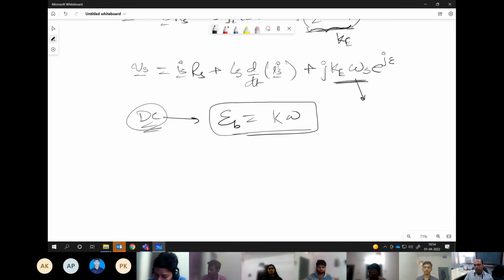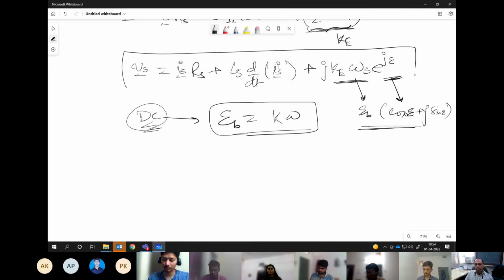This is the magnitude of your back EMF, but this is AC. So this unit vector will give you cos epsilon plus j sin epsilon. Epsilon can be expressed in terms of omega t. So that gives you AC back EMF. And this is the model of PMSM in the stationary reference frame, alpha beta.